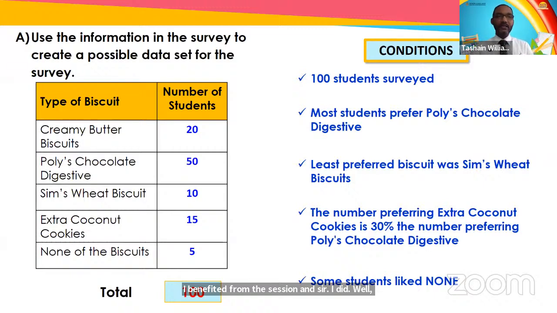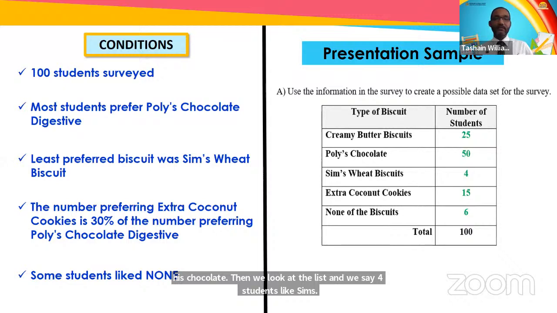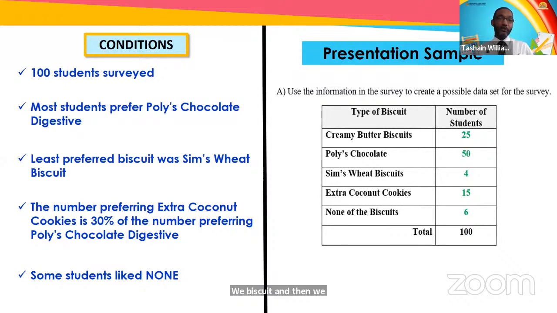So now that we have populated the table with your responses, I am going to be showing you a presentation sample. So this is another sample that I'm showing you, right? And from this sample, 50 students would represent the most students who preferred Polly's chocolate. Then we look at the least and we say 4 students like Sims Wheat Biscuit. And then 6 like none, 15 like extra coconut, and then the rest was assigned to creamy butter biscuit, which is 25. All in all, we had 100 students.